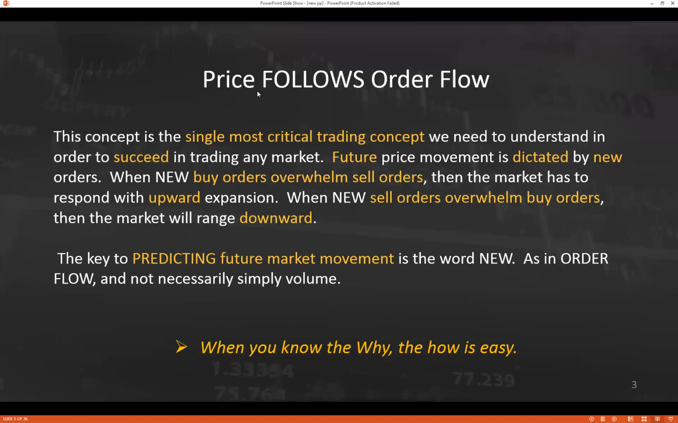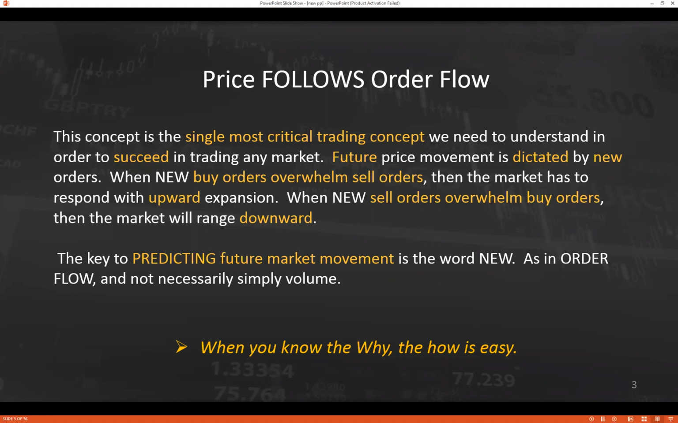Price follows order flow. Now, Wednesday, we're going to cover in detail the difference in volume and order flow, and it's the difference in night and day, chalk to cheese in our trading. But predicting future price movements is the single most critical trading concept that we have and need to understand in order for us to be successful traders.